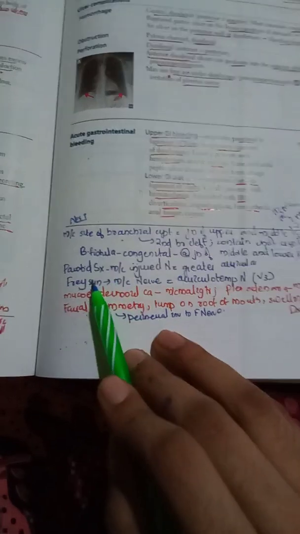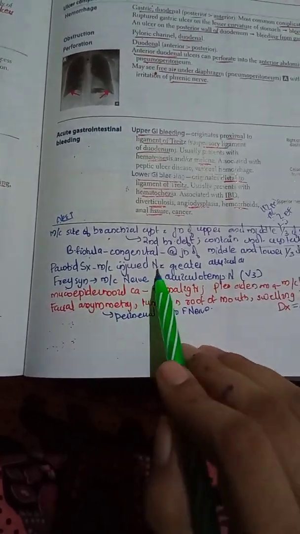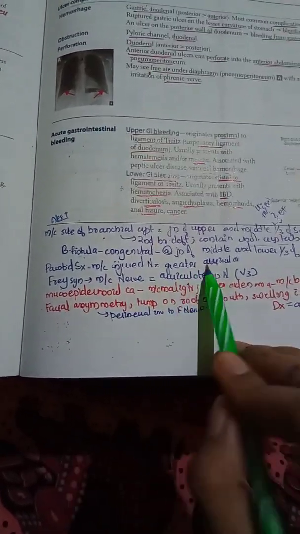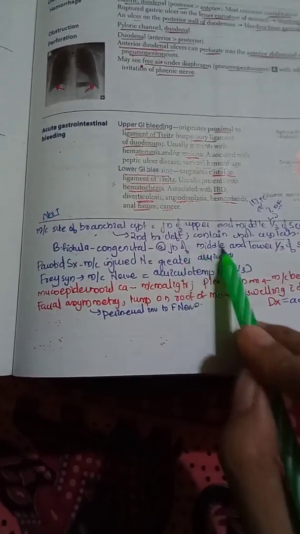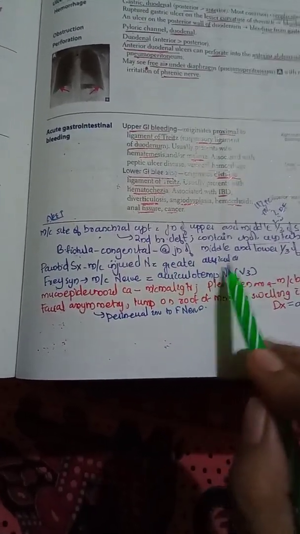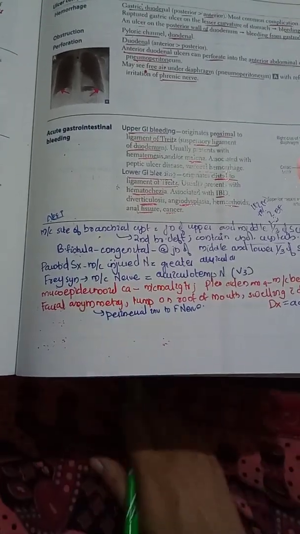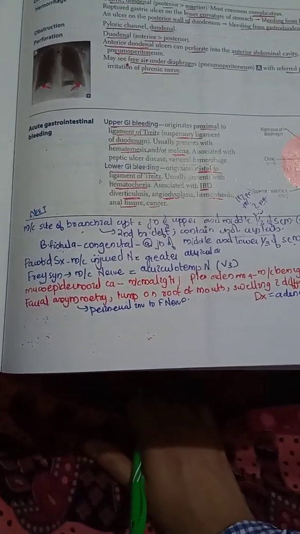Then what about parotid surgery? In parotid surgery, the most commonly injured nerve is which one? It is the greater auricular nerve. So the parotid gland is located in front of the ear. The most commonly injured nerve is the greater auricular nerve.